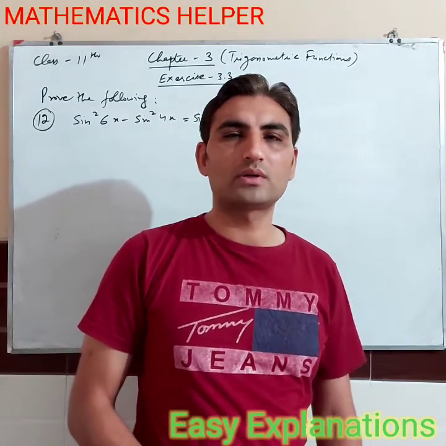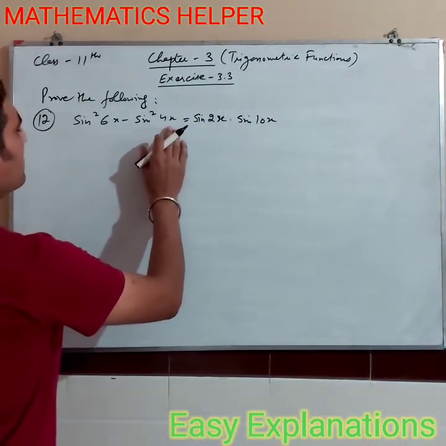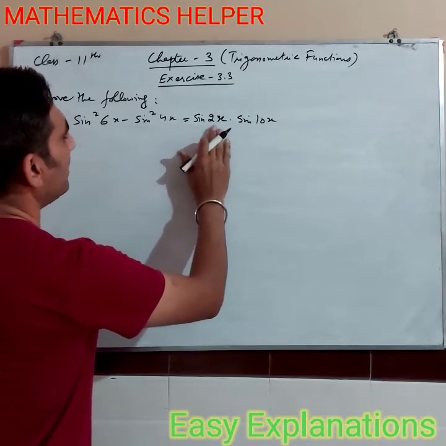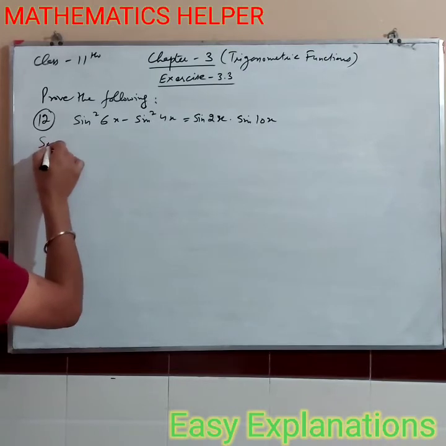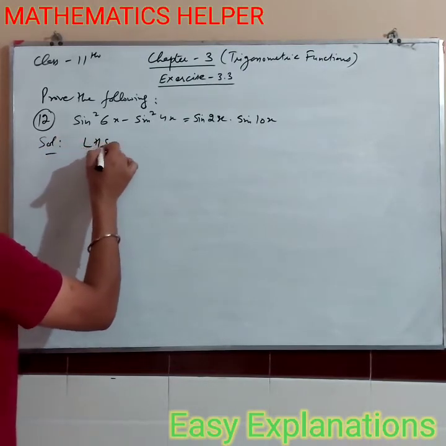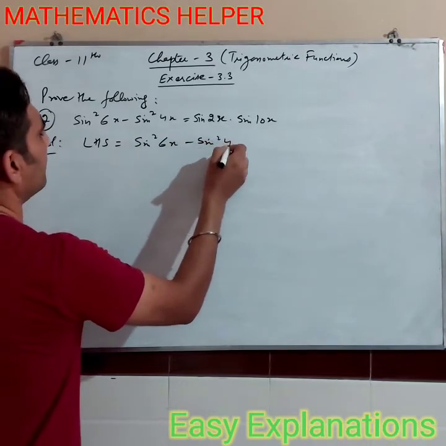See what is given in our next question number 12. Students, our question number 12 is sine square 6x minus sine square 4x equal to sine 2x into sine 10x. Let's start from the left side of equality again. I am going to write left hand side, which is given sine square 6x minus sine square 4x.